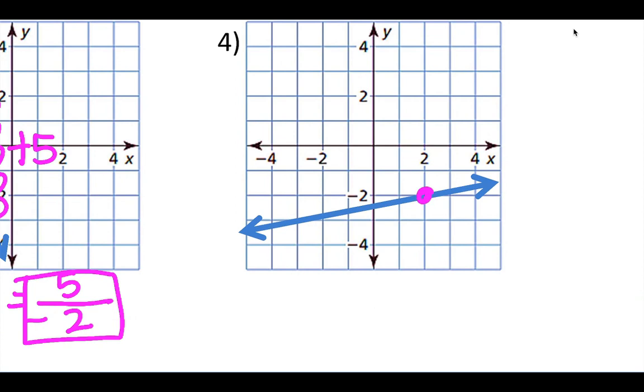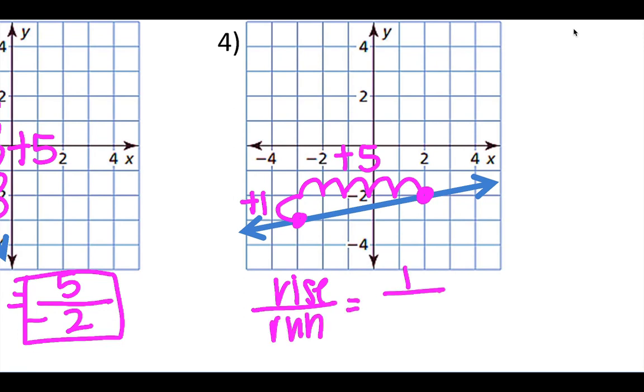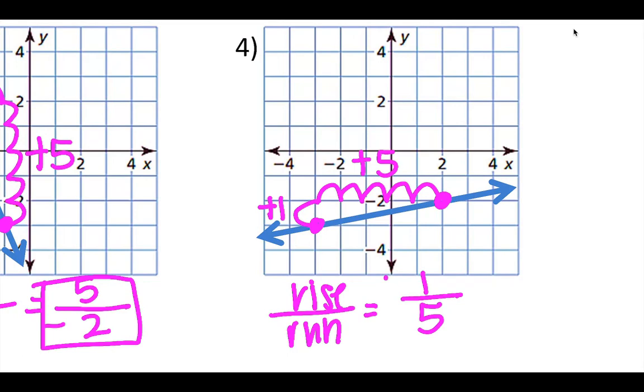This one, that sticks out. That sticks out. I have to rise positive 1, over 1, 2, 3, 4, 5. It's to the right, so it's positive 5. Rise over run. I rose positive 1 over positive 5, so 1/5 is my slope.